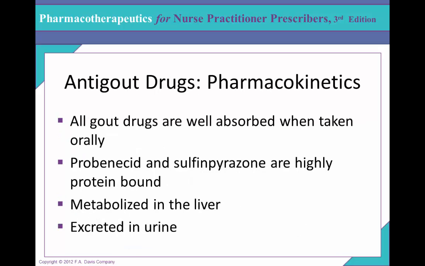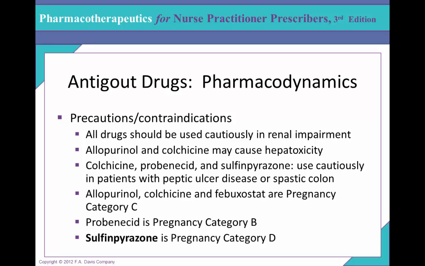So all gout drugs are well absorbed orally. Probenecid and sulfinpyrazone are highly protein bound. So remember the properties of this. Metabolized in the liver and excreted in the urine.